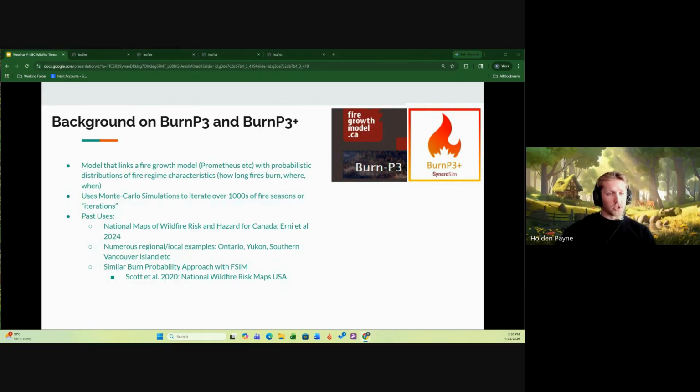On top of that, there are some regional and local examples in Ontario, the Yukon, and even in southern Vancouver Island, where they try to capture landscape scale fire behavior patterns in coastal forests. And there's been a similar approach in the States as well, with the National Wildfire Risk Maps in the US by Joe Scott and others in 2020. So burn probability modeling has been used for some time and is a way that we like to describe landscape scale fire behavior and predict upon it.